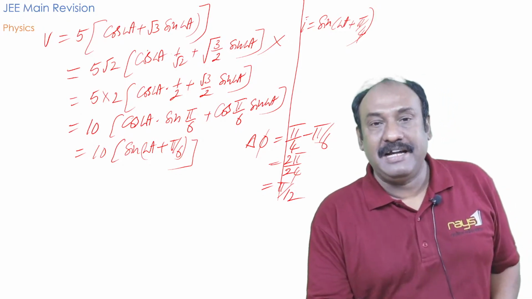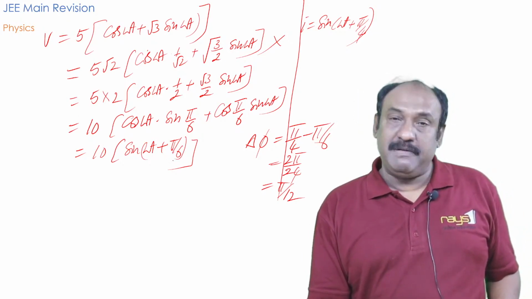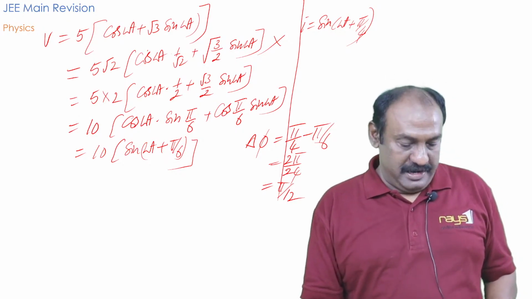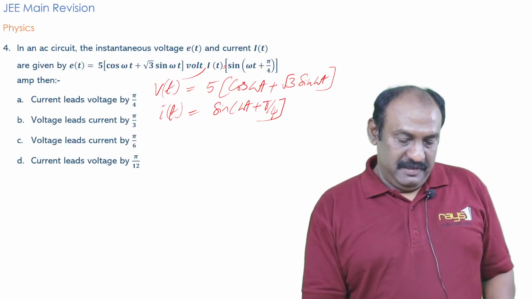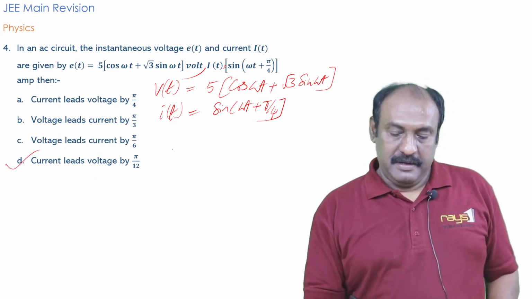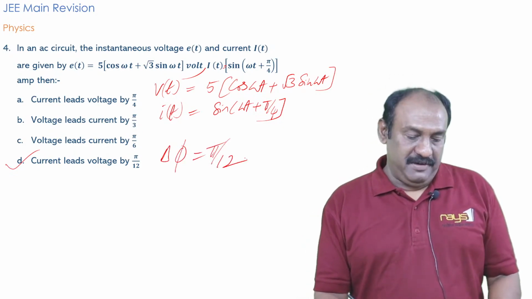So for current, the phase is pi by 4. For voltage, the phase is pi by 6. So these two have a phase difference of pi by 12 radians. See here, in this case, current leads voltage by pi by 12. Current leads voltage by pi by 12 is the answer for question number 4.